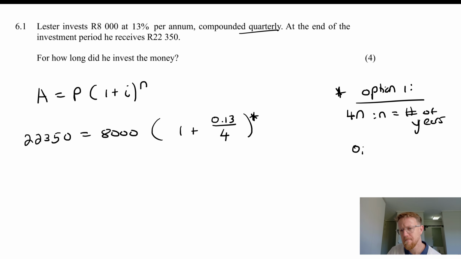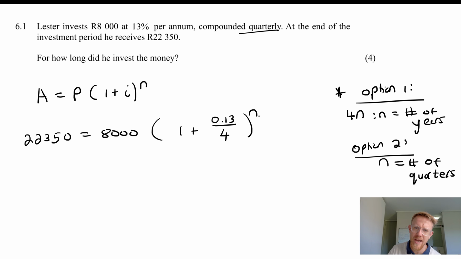Now, option number 2 is that you don't multiply it with the number of years, you just leave it as n. So you just put an n over there. If you do it that way, then the n is just going to be your number of quarters. Okay, so if I just put n here, then when I solve it at the end, that'll be the number of quarters. Whereas if I say 4n, then this n is the number of years. So I'm going to leave it like that. And now we need to go and solve.